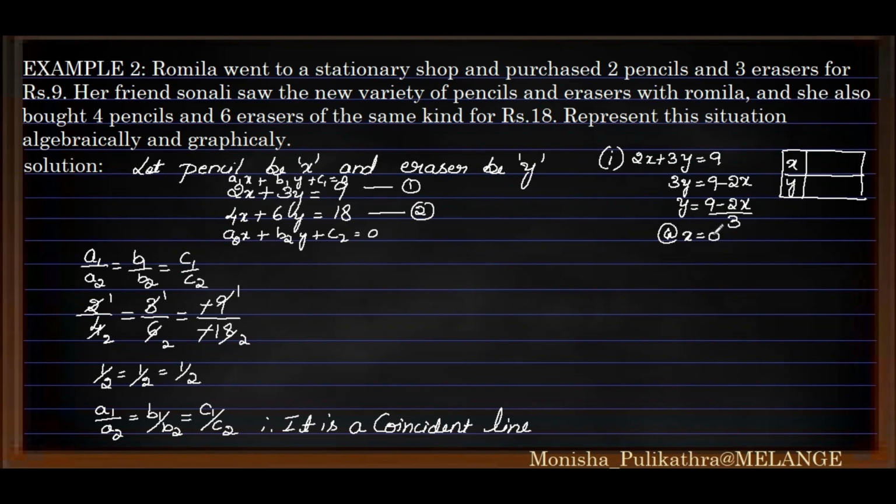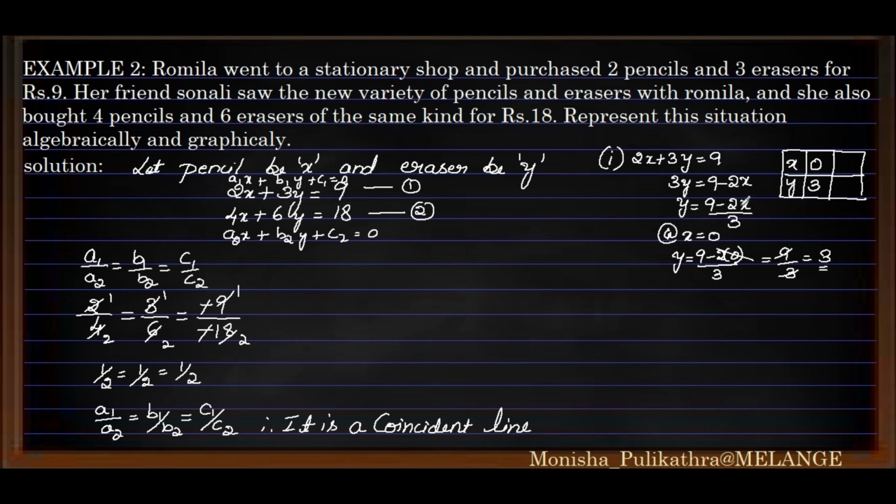Substituting the point, it will become y is equal to (9 minus 2 into 0) divided by 3. So 2 into 0 is 0, and it will become 9 divided by 3. 3 3s are 9. So when x is taken as 0, y will be 3. Next, if I substitute 1 here, 2 ones are 2, 9 minus 2 is 7. So 7 is not divisible by 3, so we don't have to take 1 here.